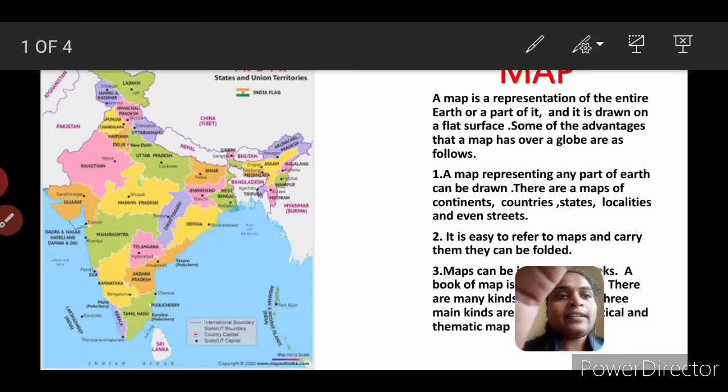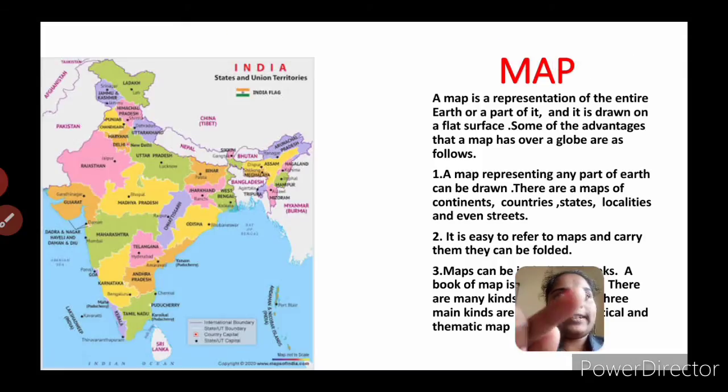In this video you can see the India map and the states are given below. Now, a map is a representation of the entire earth or part of it and it is drawn on a flat surface. See, you all know that a map has been drawn on a flat surface.